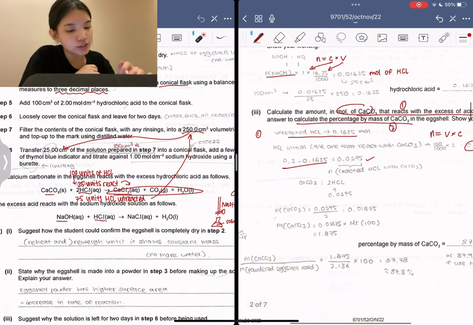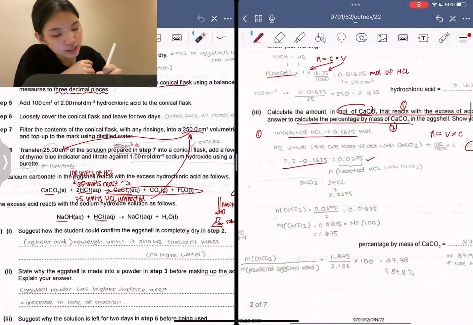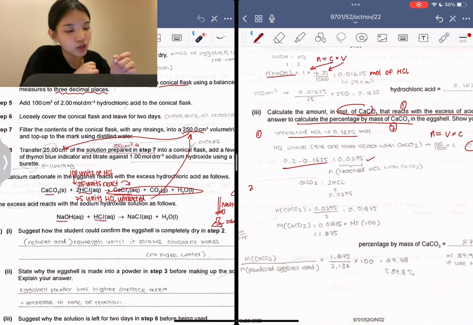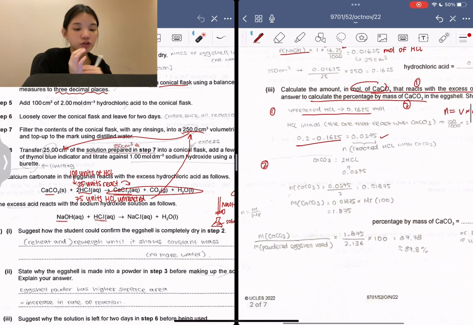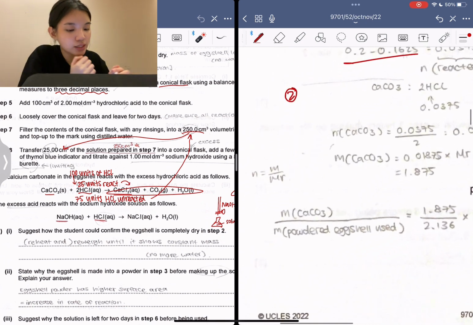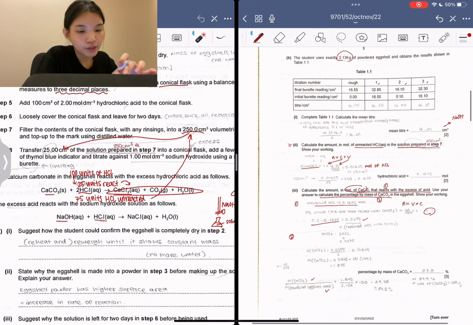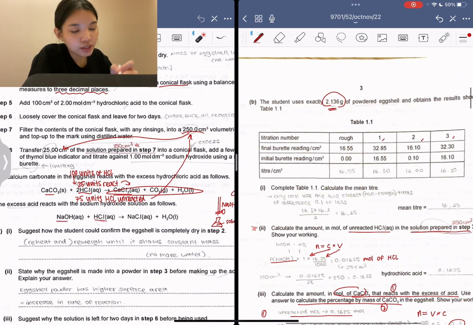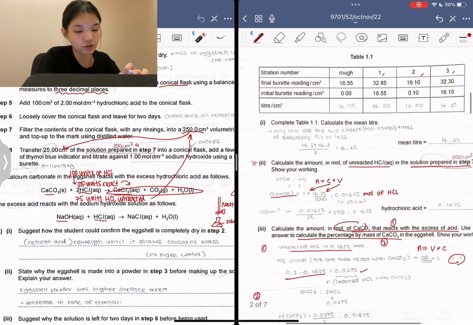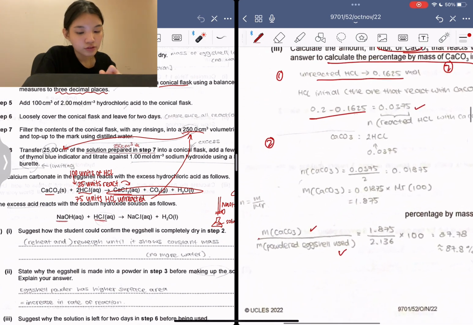So this is your answer to the first question. Then let's go to the second question, where it asks you to calculate the percentage by mass of CaCO3 in the eggshell. In order to do this, the mass of CaCO3 is divided by the mass of powdered eggshell used times 100. The mass of the powdered eggshell at the beginning of the question is 2.136 grams, so you need to find the mass of CaCO3 first.